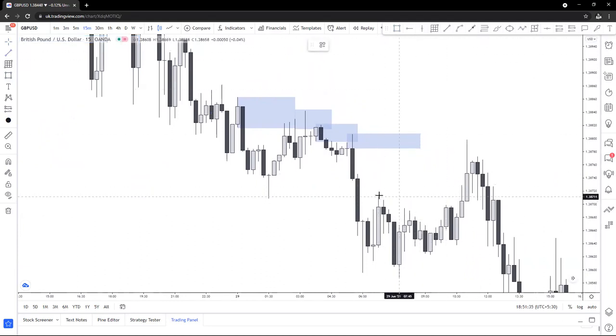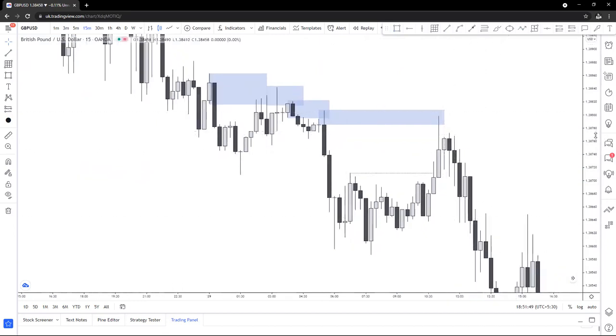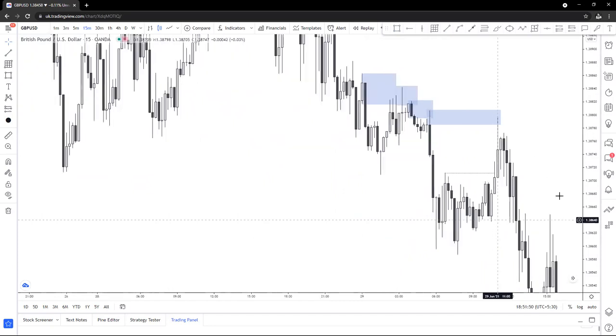So you see, there's a lot of things you need to take into consideration, not only inducement and order flow. Many things, not only inducement. So you see that price took out all of these highs and then dropped down heavily. You see that it came back down heavily. Hope it's clear.